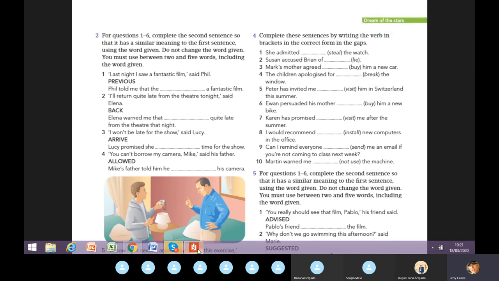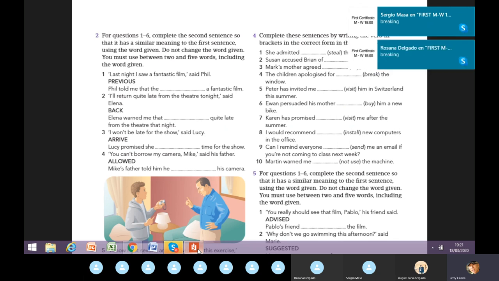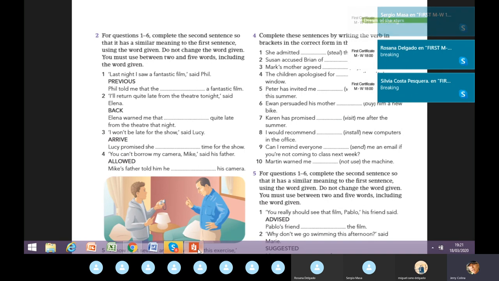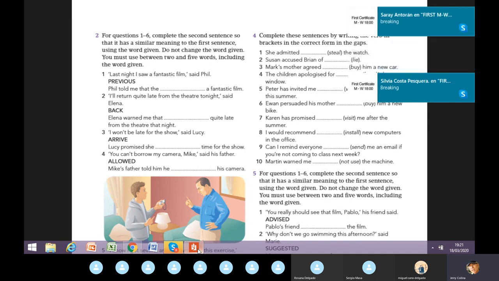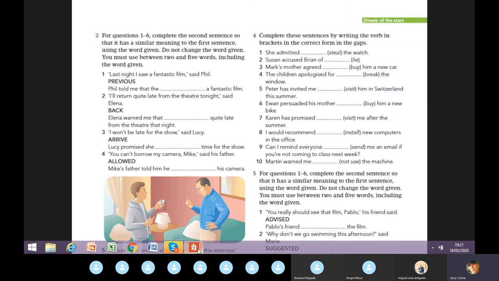In number four, the children apologize for. It is a preposition. So we have breaking, yes, breaking, correct. Because for is a preposition, so without hesitation, we use -ing.